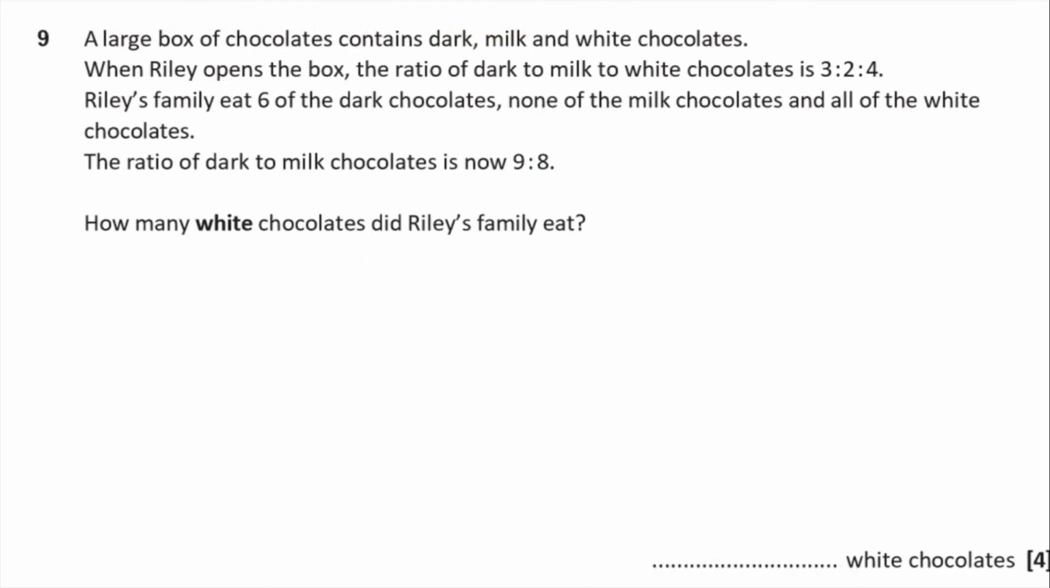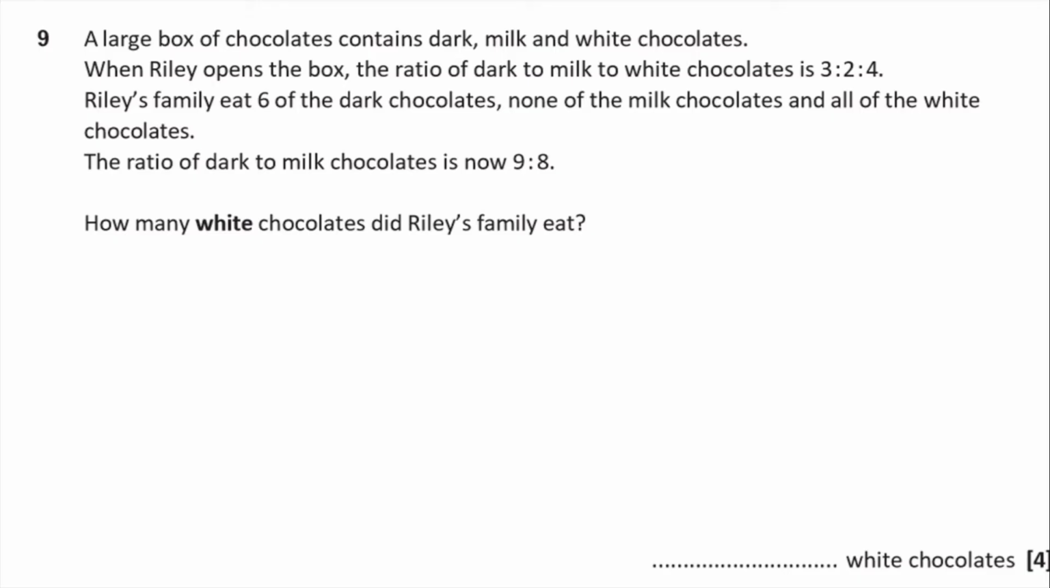Question 9. A large box of chocolates contains dark, milk and white chocolates. When Riley opens the box, the ratio of dark to milk to white chocolates is in the ratio of 3 to 2 to 4. Riley's family eats 6 of the dark chocolates, none of the milk chocolates, and all of the white chocolates. The ratio of dark to milk chocolates is now 9 to 8. How many white chocolates did Riley's family eat?